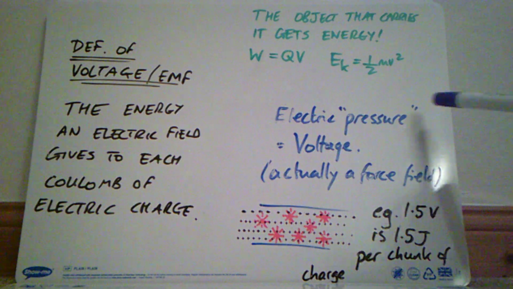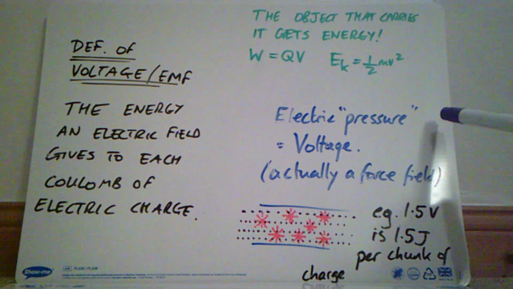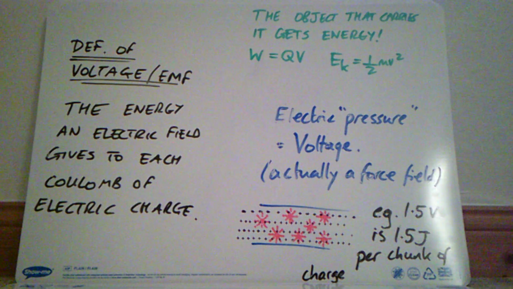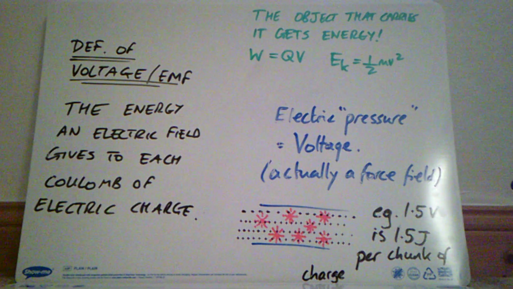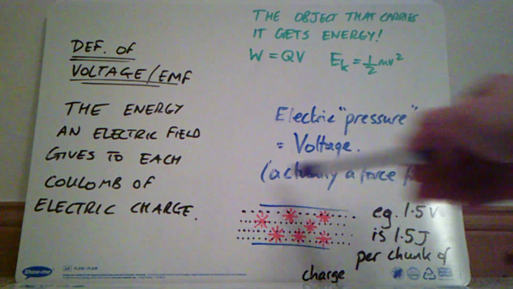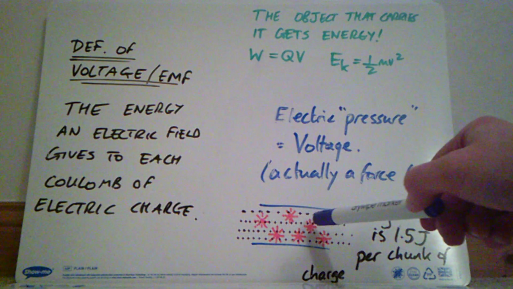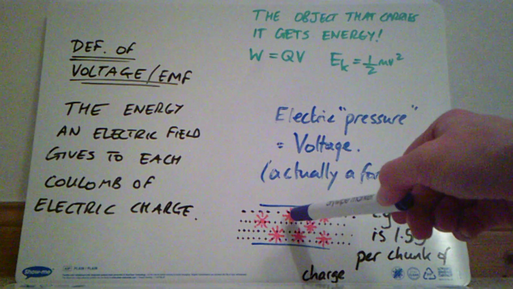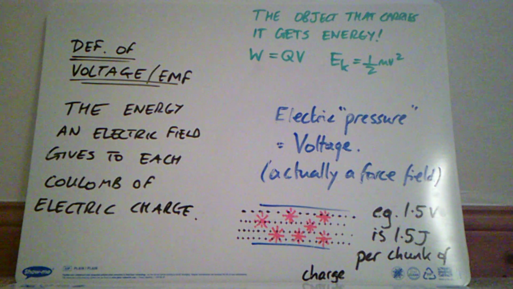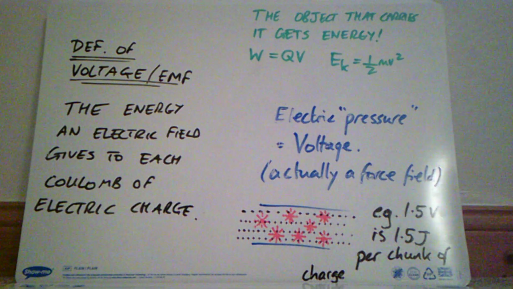So we quite often think about voltage being like an electric pressure, even though it's actually a force field. The voltage gives an external electric field, and the charge carrying particles have their own little electric field. So maybe these are electrons, and you can see their own little electric field in red, which are responding to the overall external electric field, which I've shown in black.